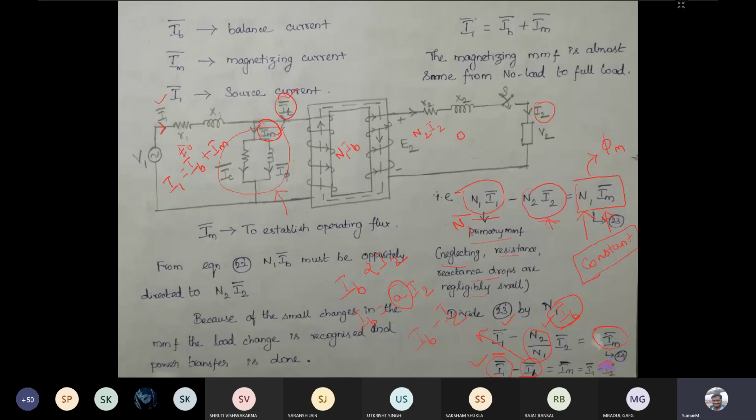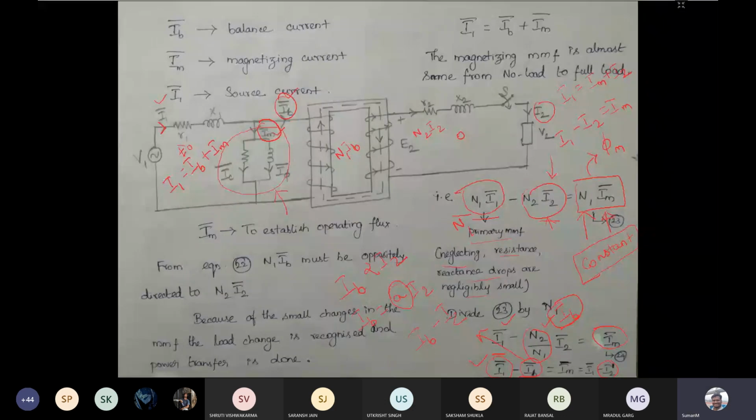This I2 dash, we will see what it is at a later stage. But from this equation, we have directly brought I1 minus I2 is equal to IM, or in another way you can write I1 is equal to IM plus I2. So this is about the magnetization part and its equation.